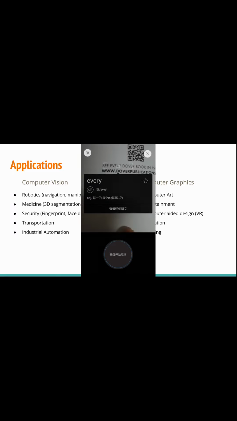Another application is on my cell phone, there's a dictionary app, and I use my camera to scan some words, and it recognizes the word. That's one way of computer vision, because it builds a model, a word, from the actual word in the image.